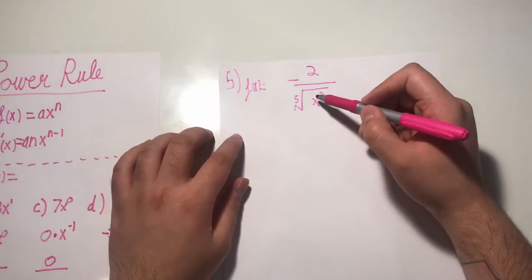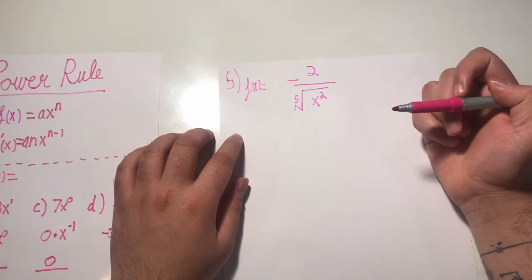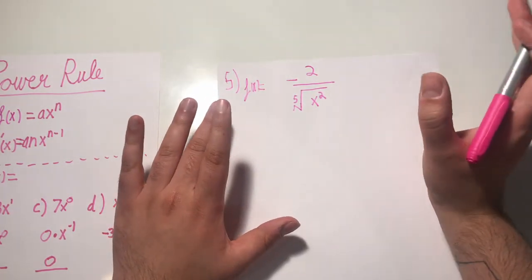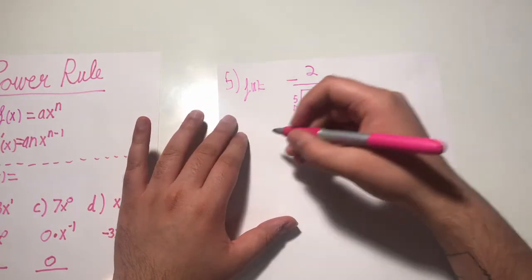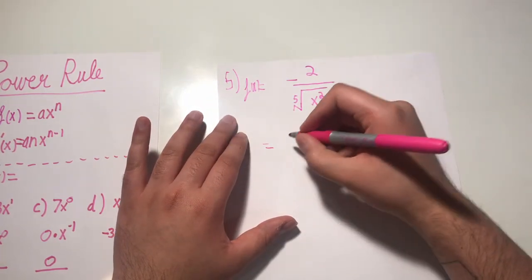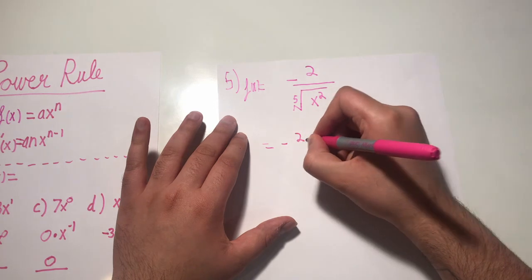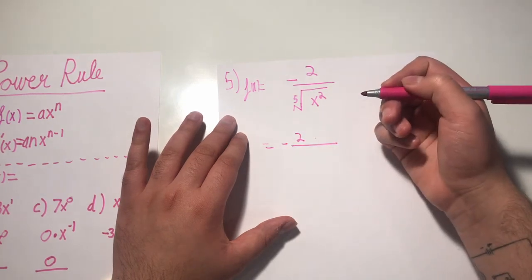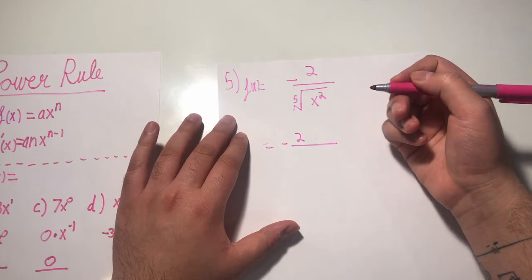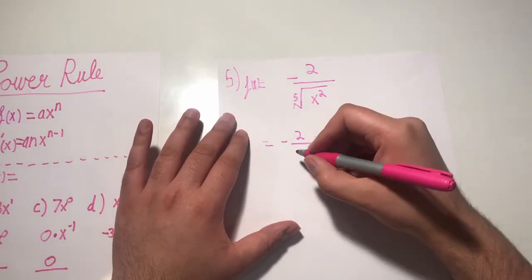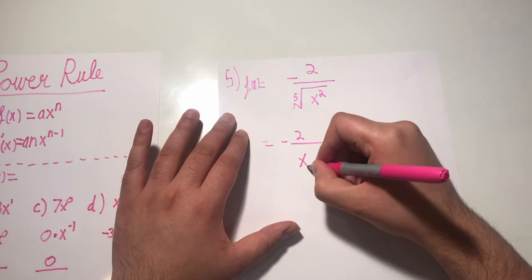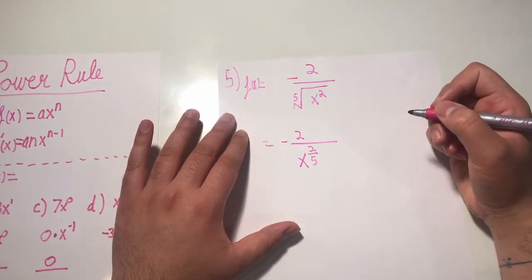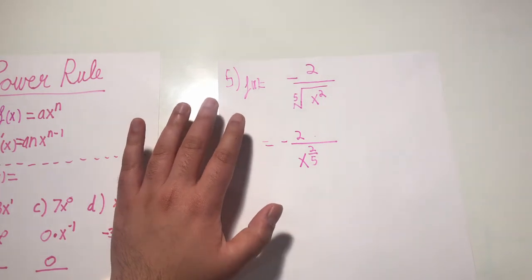Well, first, let's convert this radical. That's the first thing I think you want to do, is get rid of radicals and have only exponents. That's going to be negative 2 over, or the negative can be in the front of the fraction if you want, and then this is going to convert to becoming x to the 2 over 5. All right, so now we got rid of our radical.